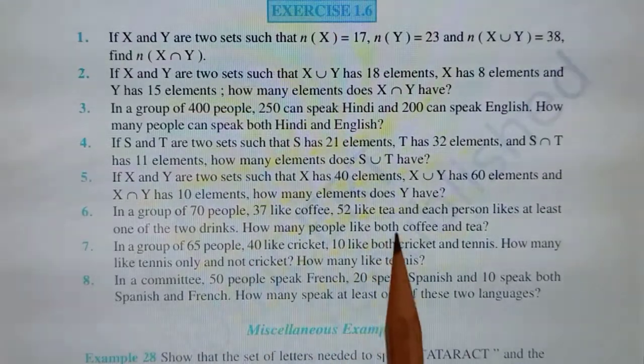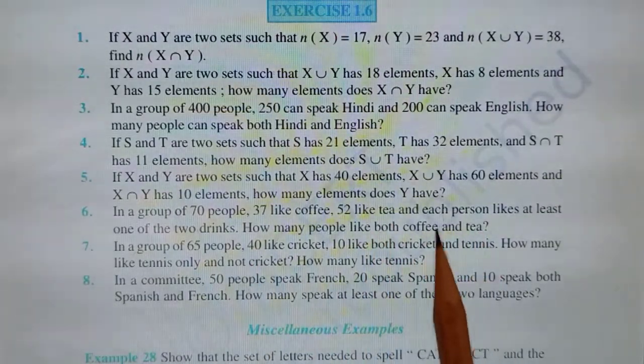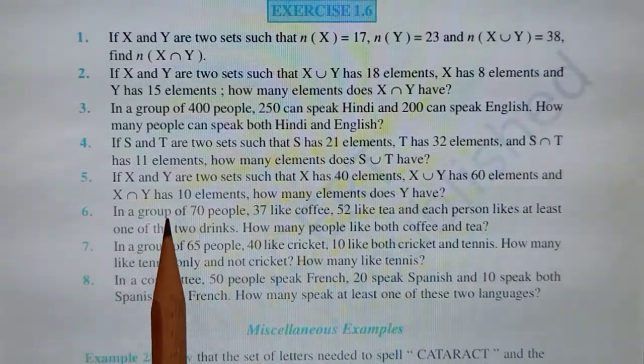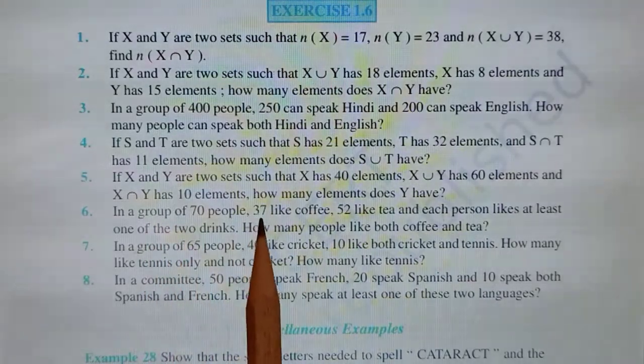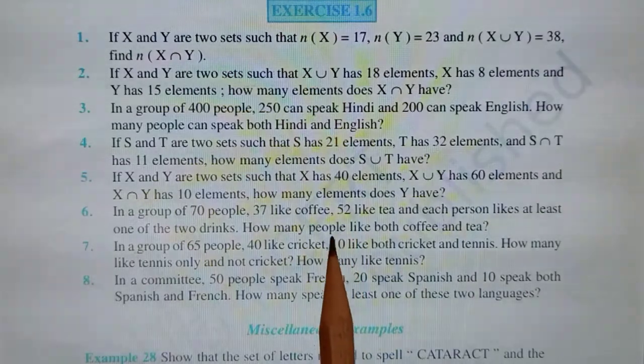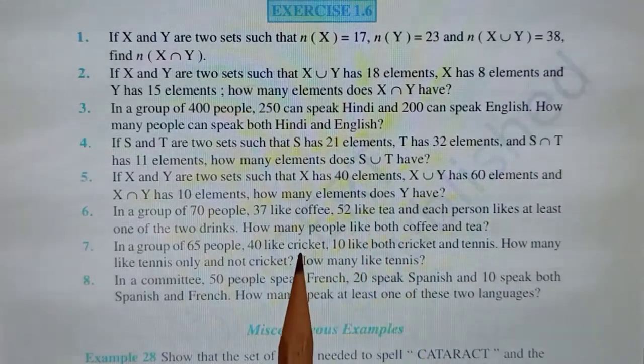So how many people like both? So you have to find the intersection. I hope the question is clear. So cardinal number of T union C is 70. Cardinal number of C is 37. Cardinal number of T is 52. Cardinal number of C intersection T is what you have to find.